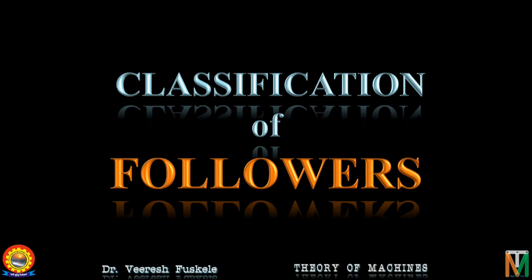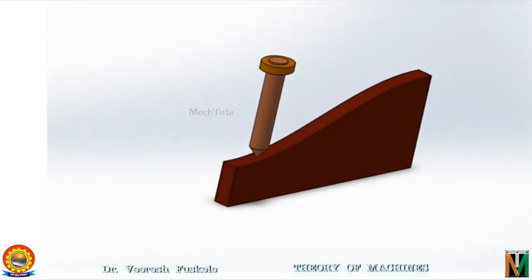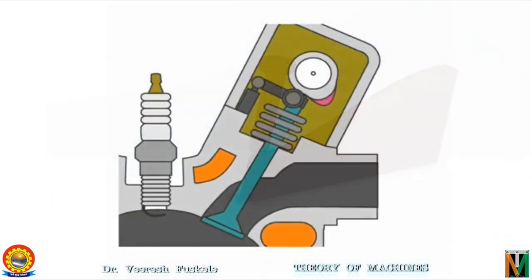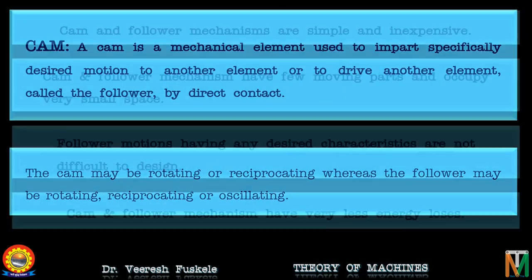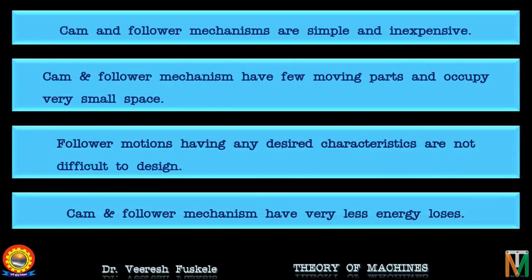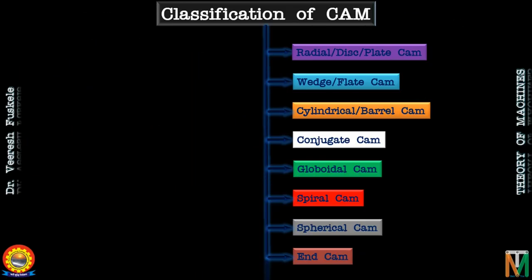In the previous lectures of this topic of cam and follower, we discussed what is a cam and follower mechanism and why it is required and what are its utilities. We also defined cam and further discussed the advantages of cam and follower mechanism. In the second lecture of this topic, we discussed the classification of the cam depending on various criteria like motion of the cam, shape of the cam, motion of the follower, etc. and their uses, advantages and limitations.